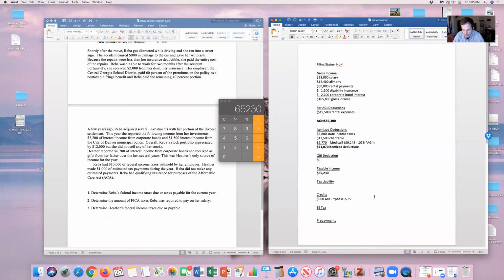And now I want to always pause here and think carefully about what kinds of income I have. So if I go back and look over her income, salary is going to be ordinary income. Alimony is ordinary income. Rental payments, it's investment income, but it's taxed at ordinary rates. It's not a long-term capital gain or a qualified dividend. Disability insurance, that's includable, is ordinary. And interest is also investment income, but it's taxed at ordinary rates because it's not a long-term capital gain and it's not a dividend. So all of her income should be taxed at ordinary rates.